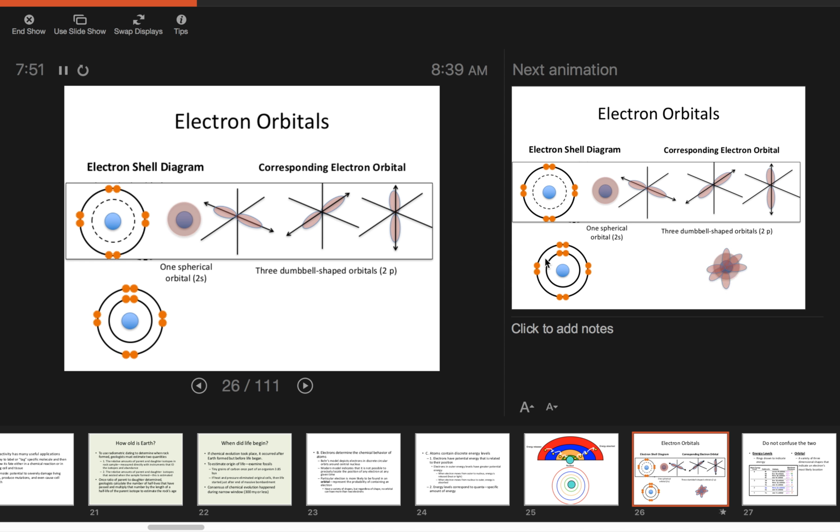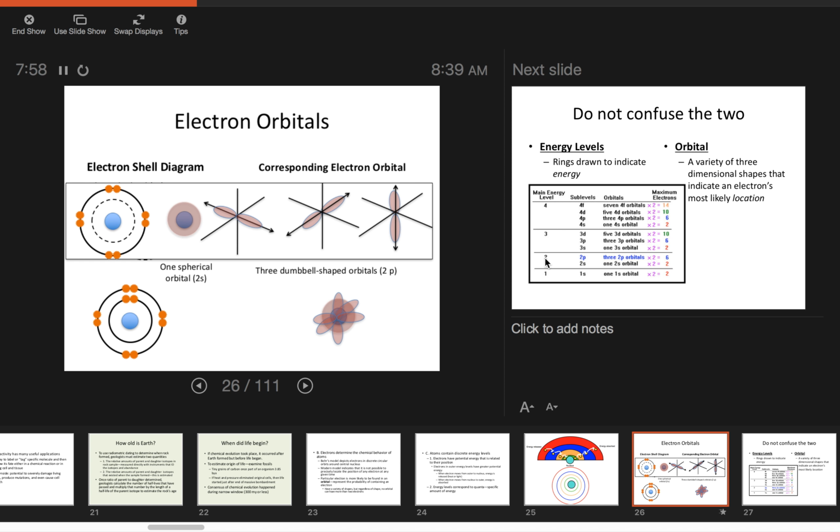Okay, so this is what it looks like all together. And this is what it looks like when you combine all of these orbitals together. Crazy. So the shaded region is a high probability of finding an electron.